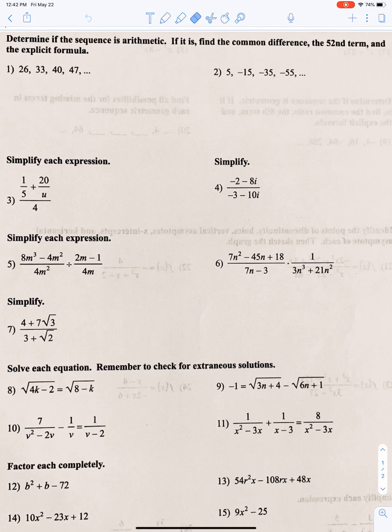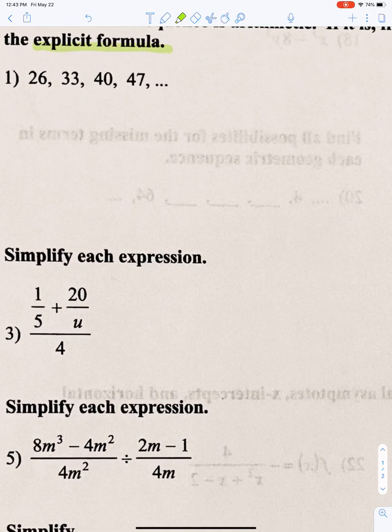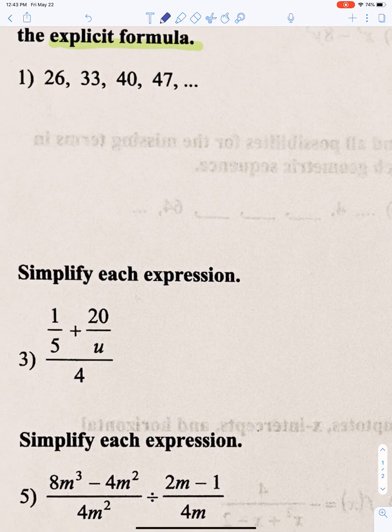Okay? Determine if the sequence is arithmetic. If it is, find the common difference, the 52nd term, and the explicit formula. The explicit formula part we can leave for later. We will use our brain to process the relationship. Suppose I do not know anything about algebra. The truth is that we do not know anything about formulas or functions. We just see the relationship and figure it out, right?